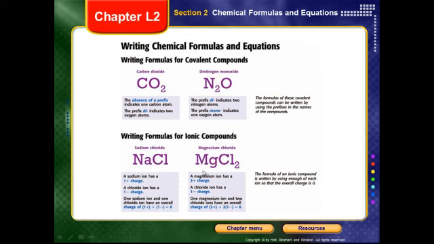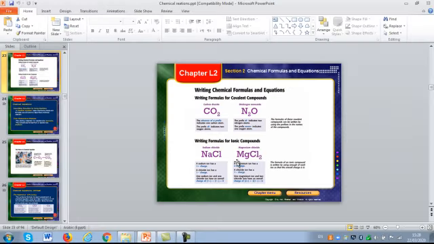Make sure here, magnesium chloride, MgCl2. Why 2? Magnesium has positive 2 charge. Chlorine has negative 1. So we need each magnesium atom to combine with 2 chlorine atoms. 2 chlorine atoms, negative 1 and negative 1, negative 2. So the end result will be 0.